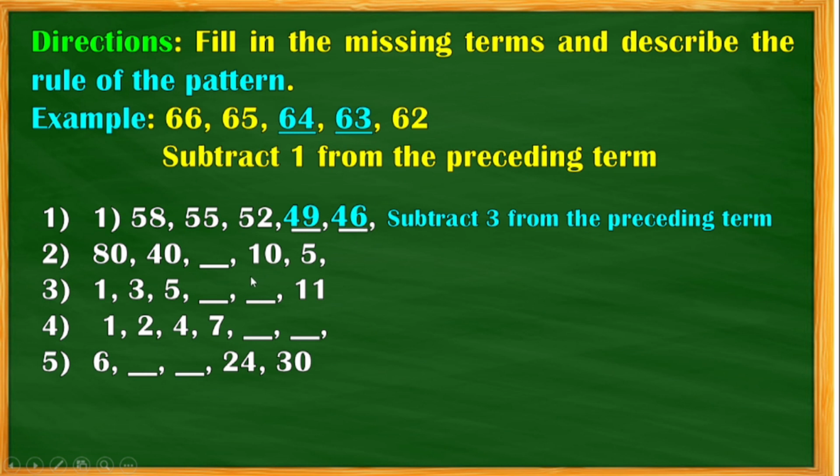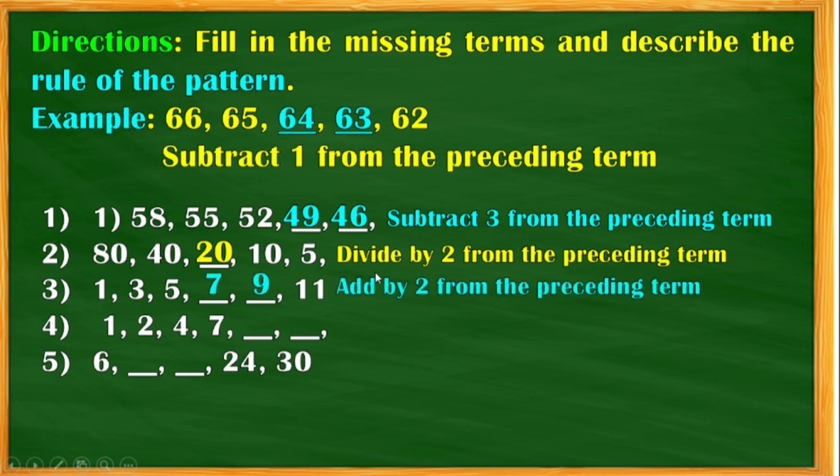Then for number 2, the missing term is 20, because the rule is to divide the preceding term by 2. So 80 divided by 2 is 40, 40 divided by 2 is 20, 20 divided by 2 is 10, and 10 divided by 2 is 5. And then for number 3, the missing terms are 7 and 9, because you add 2 to the preceding number. As you can see, they are odd numbers.